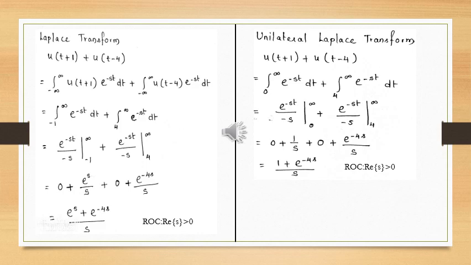Substituting the values of the limits, we have e raised to minus infinity, that is equal to 0, plus when we substitute t is equal to 0, we get e raised to 0 that is equal to 1. So we have 1 divided by s, plus for the second term, when we substitute infinity again we get 0. When we substitute t is equal to 4 we get e raised to minus 4s divided by s. So the final answer is 1 plus e raised to minus 4s divided by s. The region of convergence is real of s greater than 0.